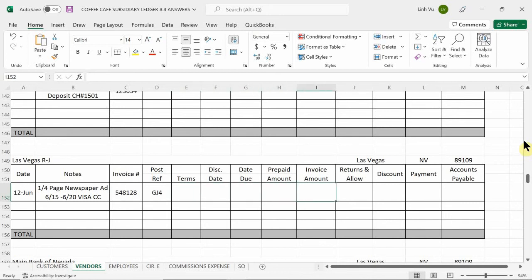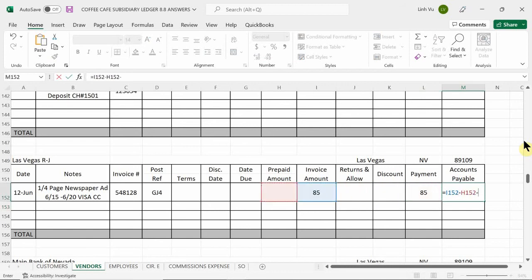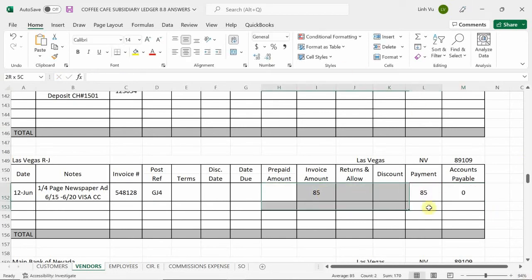How much was the advertising for? It was for $85. And did we pay? Yes, we did with the credit card. So run that formula once again. Invoice minus prepaid minus returns minus discounts minus payments. And you should owe nothing to the Las Vegas Registered Journal.